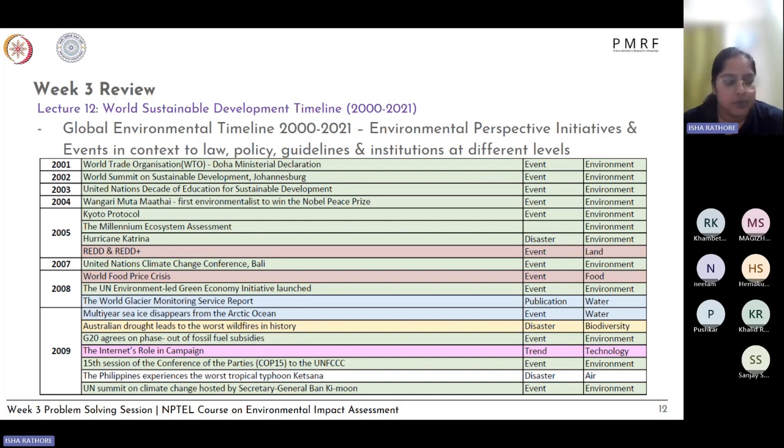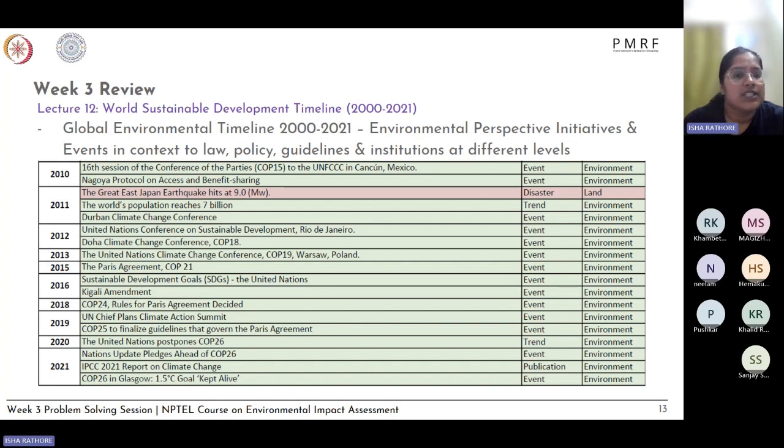Then we had COP 15, the 15th session of the Conference of Parties to the UNFCCC. The Philippines also experienced their tropical typhoon, Ketsana. And we had the UN summit on climate change, which was hosted by Secretary General Ban Ki-moon. 2010, we had the COP 16 session of the Conference of Parties. We had the Nagoya Protocol on access and benefit sharing, which was discussed.